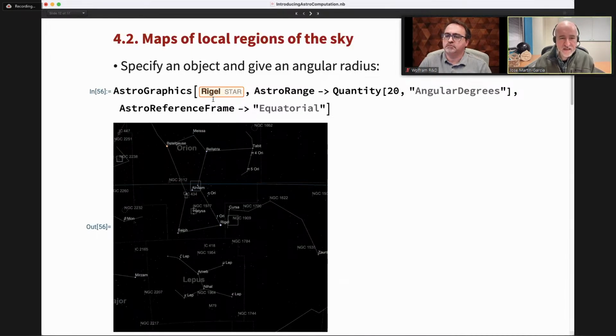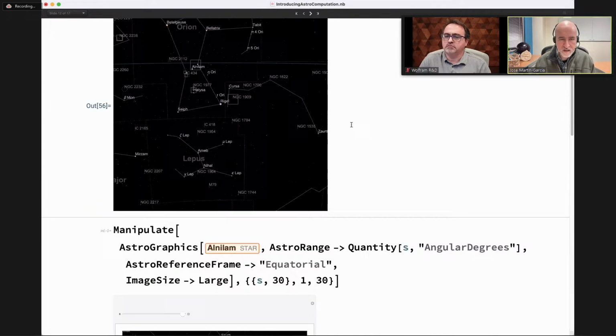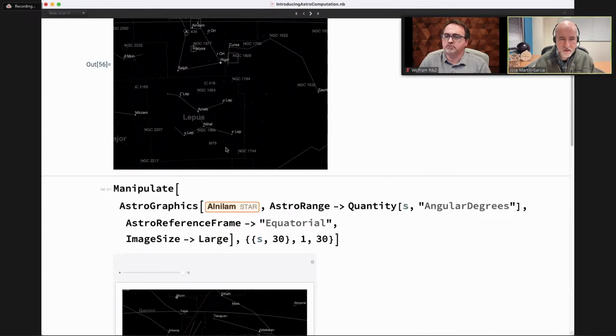So this is the sky around Rigel with a radius of 20 degrees. So from Rigel to here, we have about 20 degrees, right? So this is a circle of a diameter of about 40 degrees in coordinates, in angles.